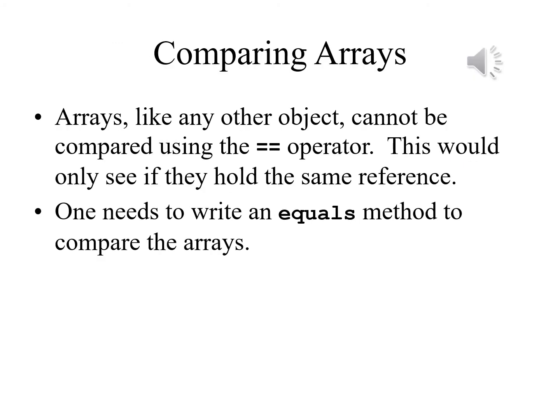Arrays, like all other types of objects, cannot be compared in the manner in which we compare single data items like integers and doubles. We cannot use the == operator. All that it would tell you is whether they have the same references, the same address pointing to the same data collection. This means that the programmer needs to write an equals method.